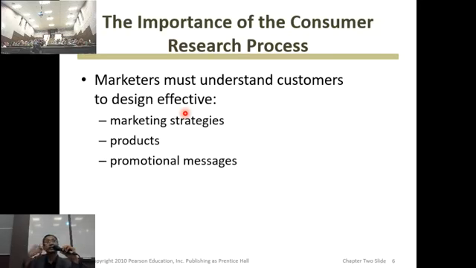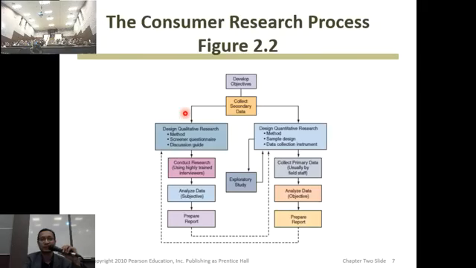So if we want to sell to men, probably the messages should be masculine. You cannot say that your face will be beautiful, so they will not buy it. But if you say that you'll look tougher, which is masculine rather than feminine, they're going to buy it. Okay, this is the consumer research process.